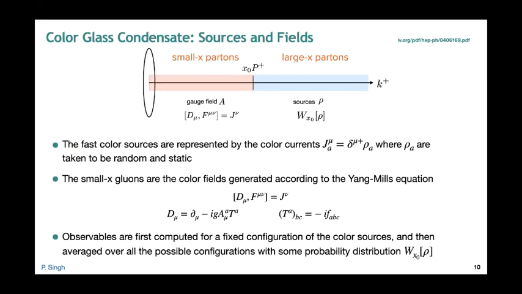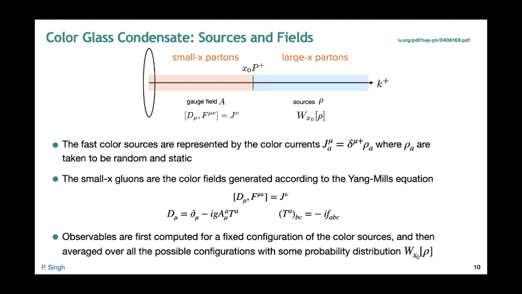Okay, now with this we can talk about the effective field theory for high energy, and it's called the color glass condensate, and it is basically a theory for the sources and the fields. So if you again consider the nucleus, which is boosted along the k plus direction, then you can consider a scale x naught p plus, and this is the cutoff scale which distinguishes between the small x and the large x partons.